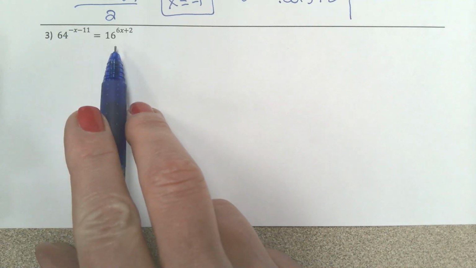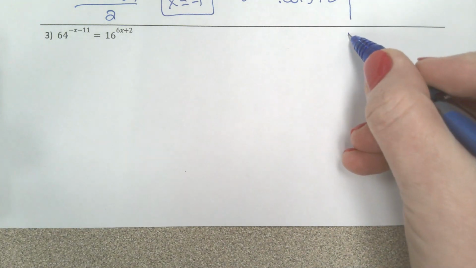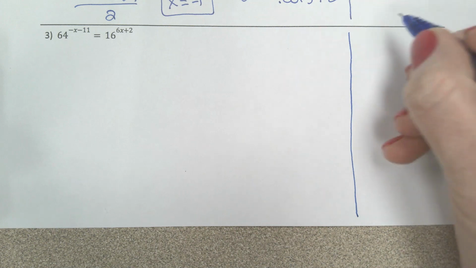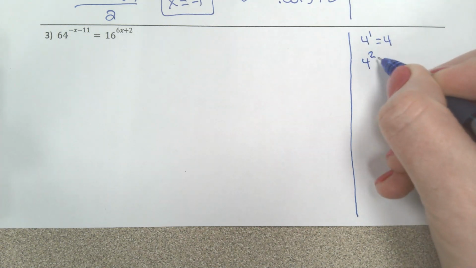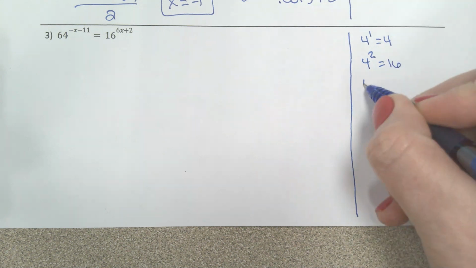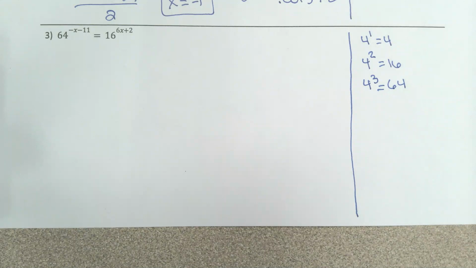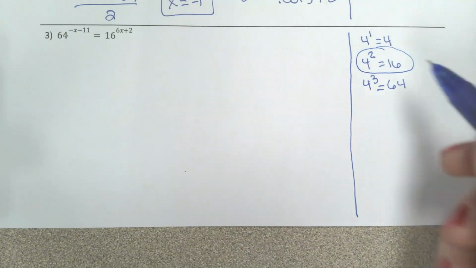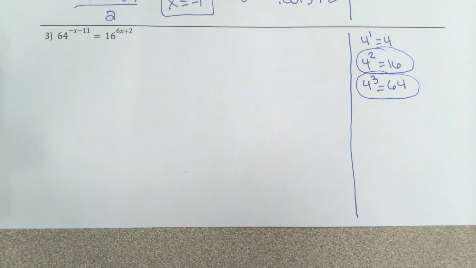When I see that both of these are even numbers, I know that I'm probably going to use either a 2 or a 4 as my base. So I'm going to try 4. So 4 to the first is 4. 4 to the second, 16. 4 to the third is 64. All right, so for the 16, I'm going to use 4 squared, and for the 64, I'm going to use 4 cubed.